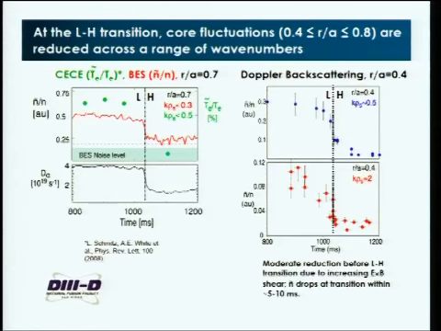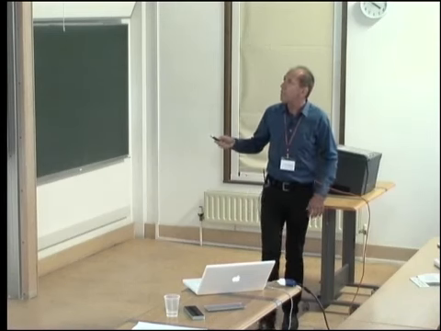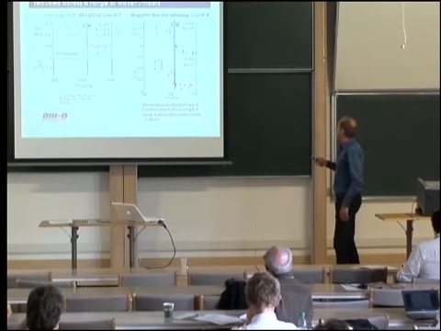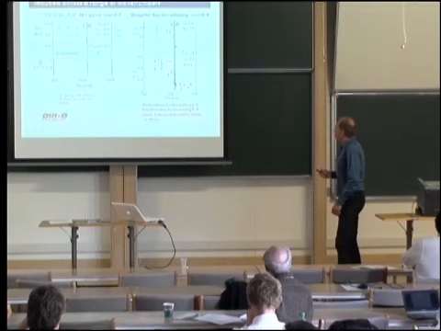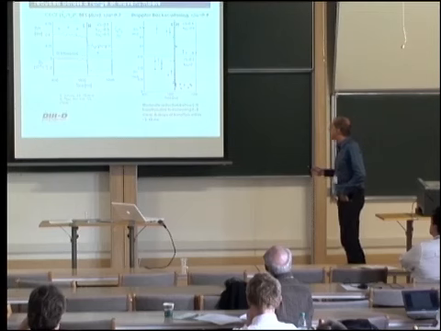When we look at higher k, this is now Doppler backscattering results. This is looking at rho of 0.4. We see that the low k fluctuations show similar behavior here to the BES. There's some drop before the LH transition because the rotation is already picking up. But then there's a reduction by about a factor 3 or 4 here at the transition, and further slow decay here after the transition.